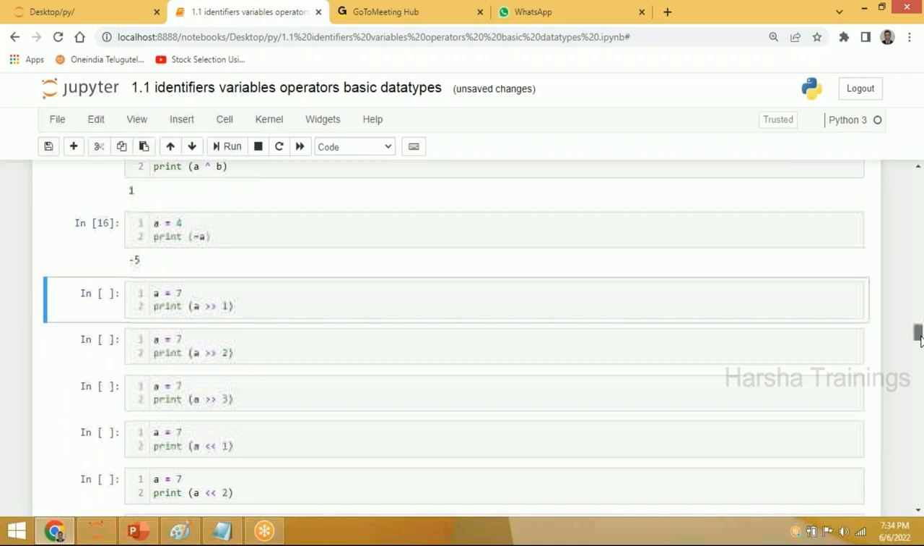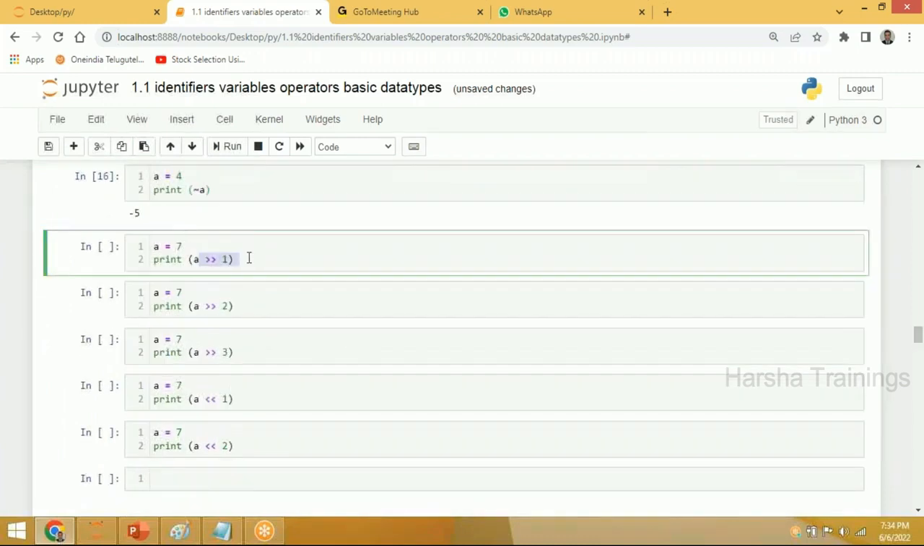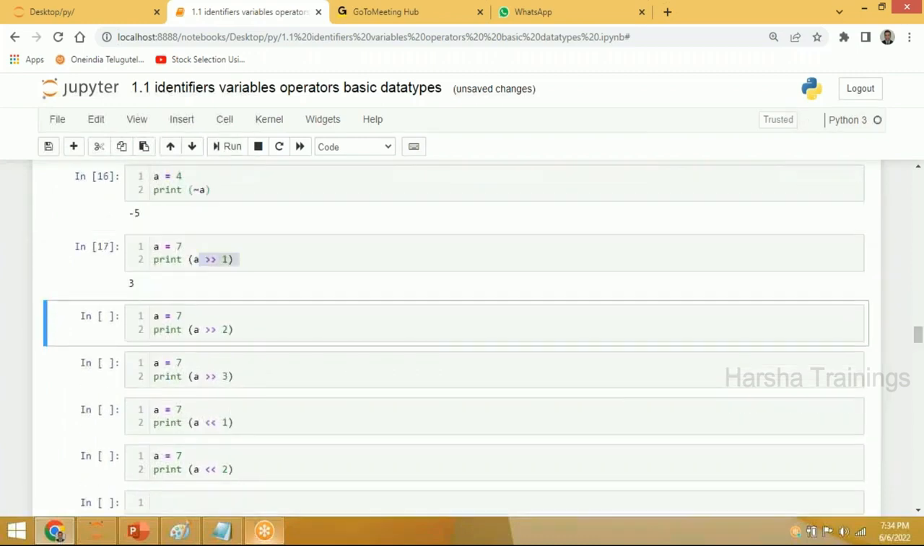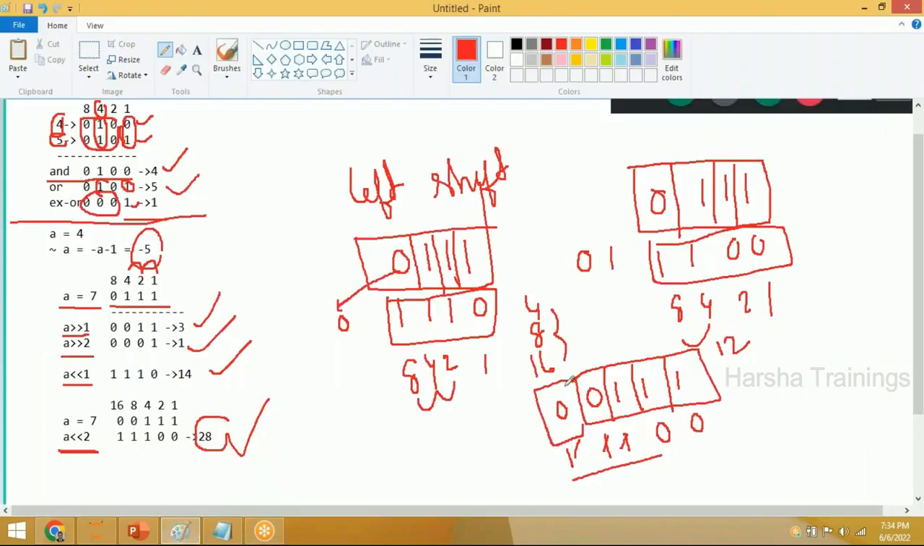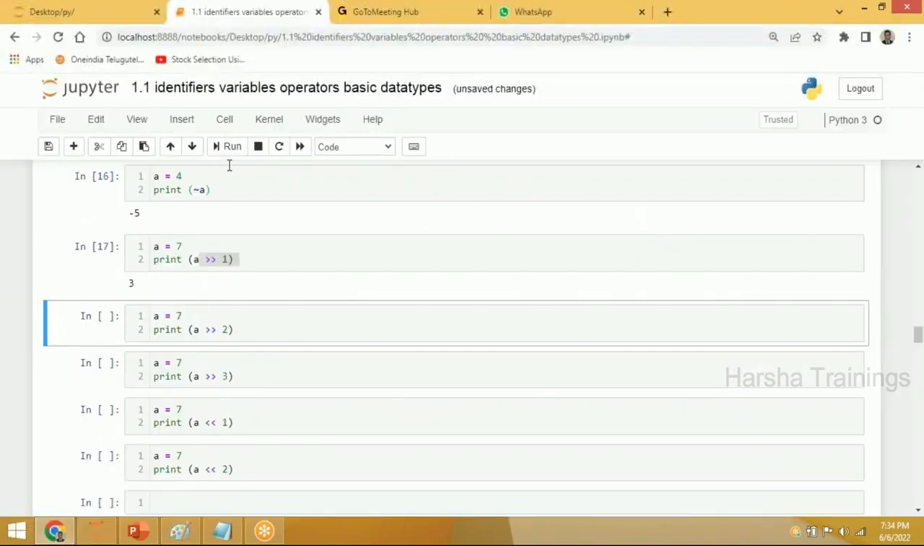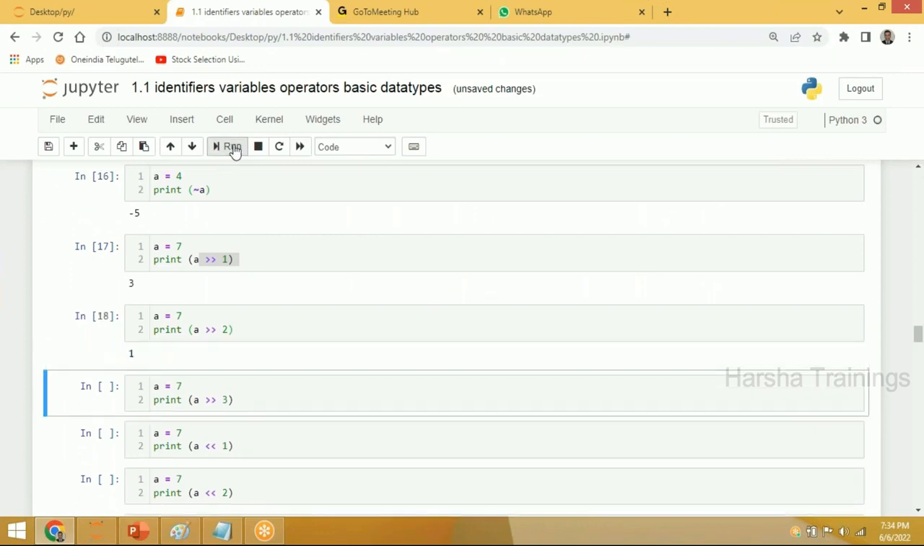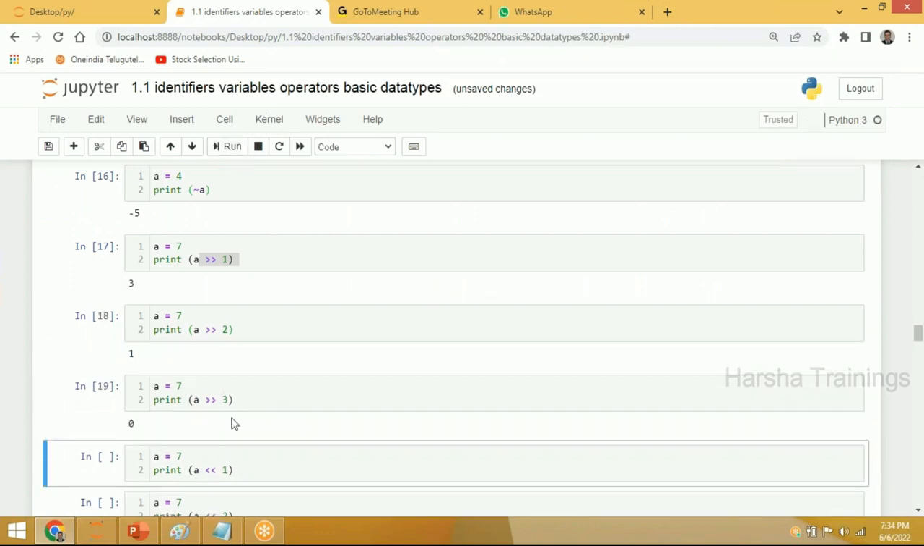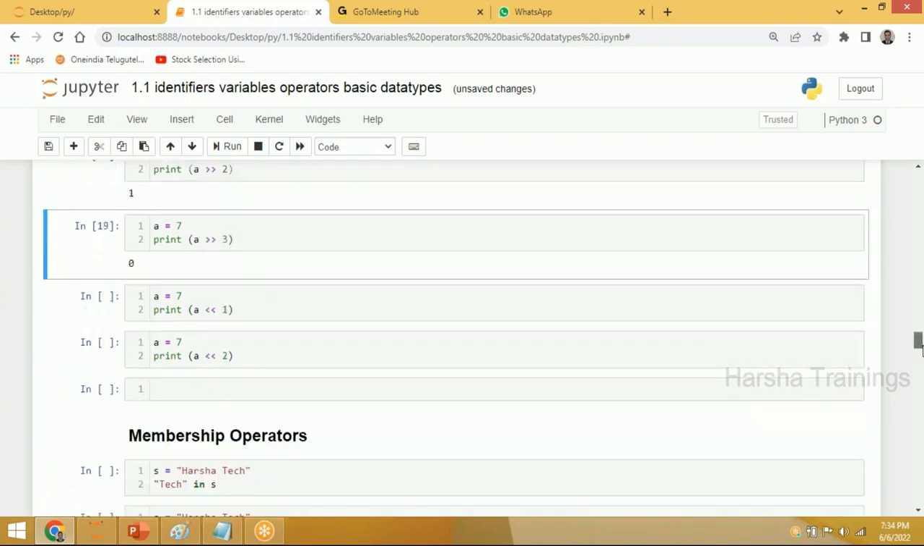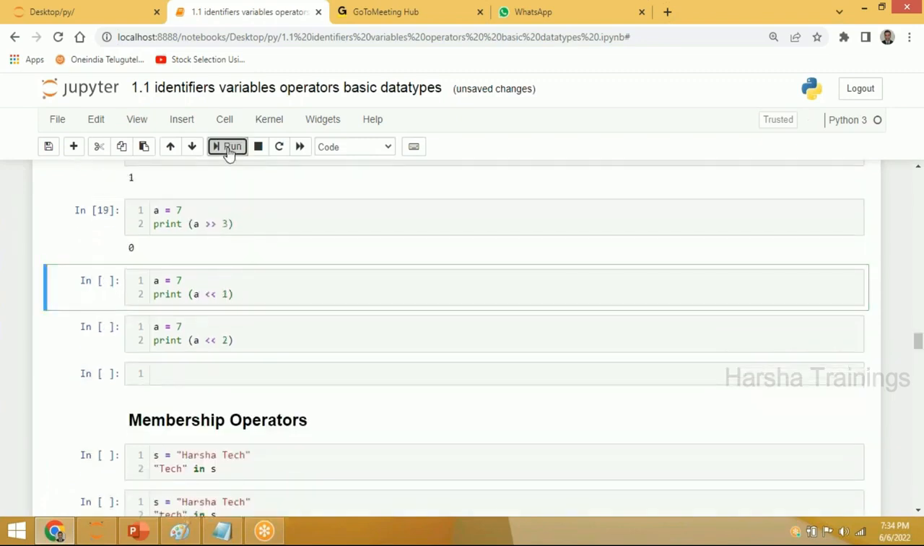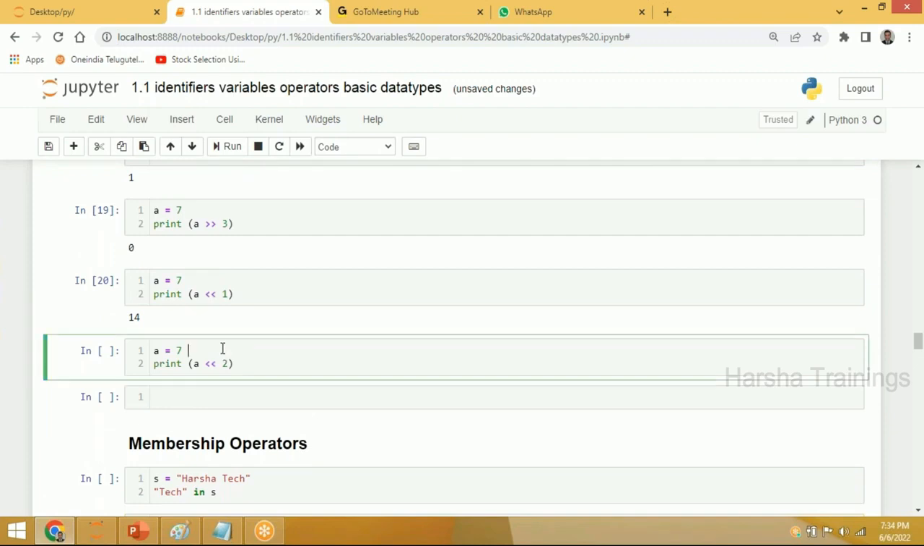Then we will shift bits. A equal to 7. If I right shift 1, this will be 3. Look here. If I move right shift 2, it will be 1. If I move right shift 3, any number will be 0. Then if I move left shift 1, it will be 14. Move left shift 2, it is 28.